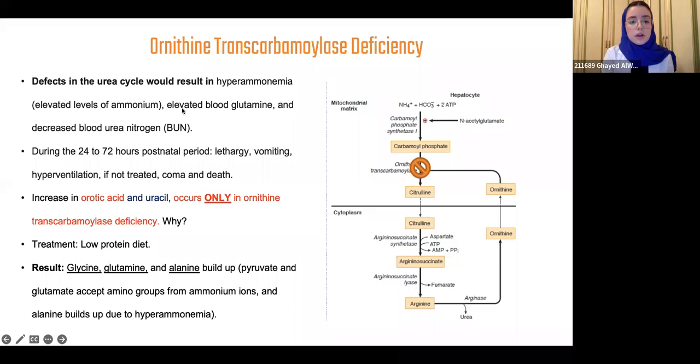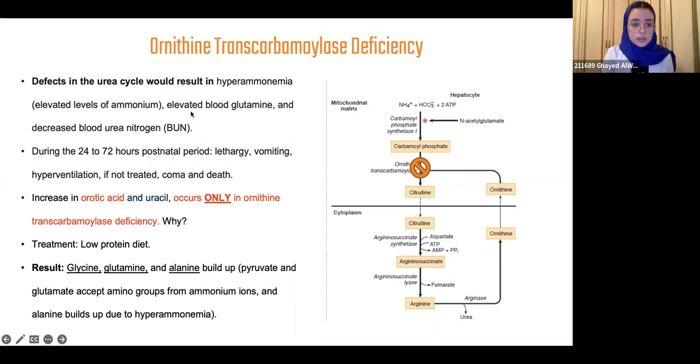Another thing is that you'll also have elevated levels of glutamine. If you guys remember, we said that glutamine is the way that the body can transport ammonia to the liver so it can be incorporated into the urea cycle. And so if we have a lot of ammonium, then it's going to be converted into glutamine as well. So you'll have high levels of both.